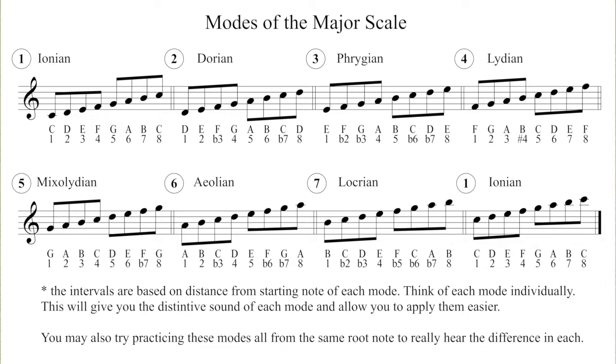Lastly, we have the Locrian scale, which is the 7th mode of the major scale. So this scale will give you a flat 2, a flat 3, a flat 5, a flat 6, and a flat 7. So this scale is what we're going to use over those half diminished chords, or the minor 7 with a flat 5 chords, or the 2 chord in a minor key. So it's going to sound like this.